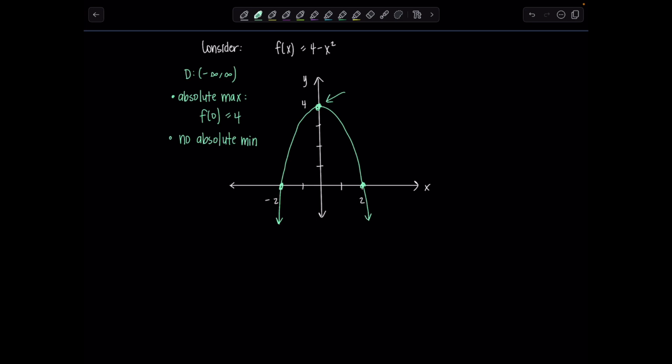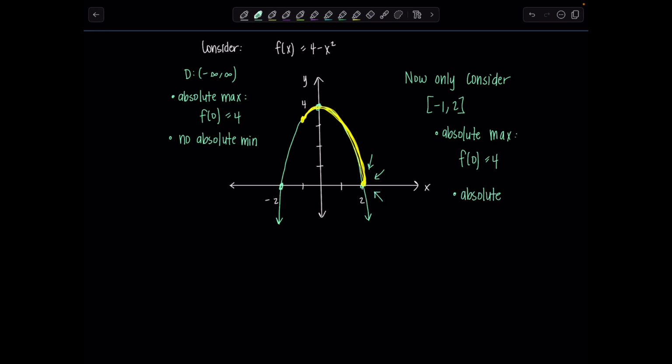Now, if I only consider a piece of this graph, maybe from -1 to 2, so I'm only looking at the piece of the graph between -1 and 2, do I have both? Yeah. I still have my absolute max, at the same place, f of 0, which is 4. But now I also have an absolute min right here.